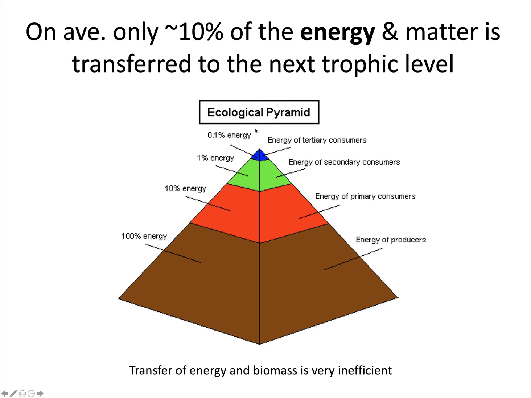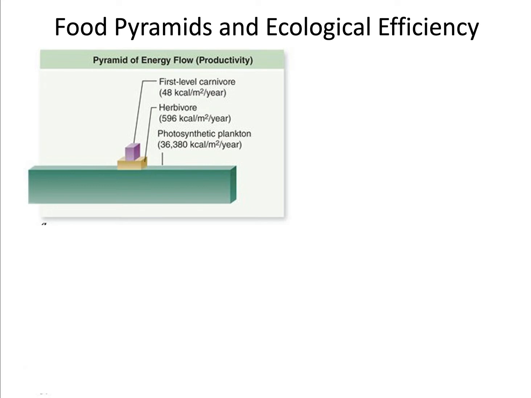And this goes to show that the transfer of energy and biomass is very inefficient from one trophic level to another. Okay, and so this often results in what we typically see in communities, these food pyramids and this idea of ecological efficiency. And it's actually probably a misnomer.